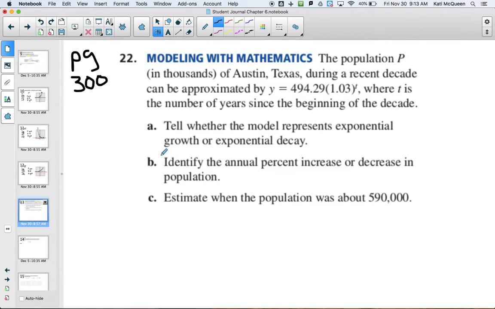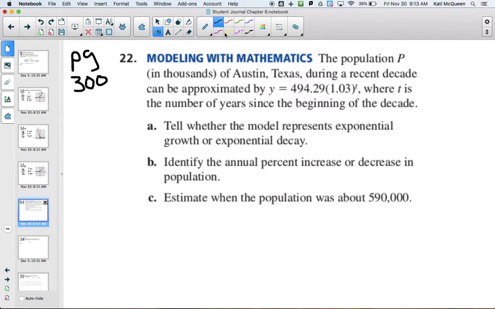All right, so they say the population P, in thousands, of Austin, Texas during a recent decade can be approximated by, and they give us a function where T is the number of years since the beginning of the decade. So like T equals 0 would be the very first year in that decade. T equals 1 would be after the first year, and so on. So they want to know, first, is this exponential growth or decay?